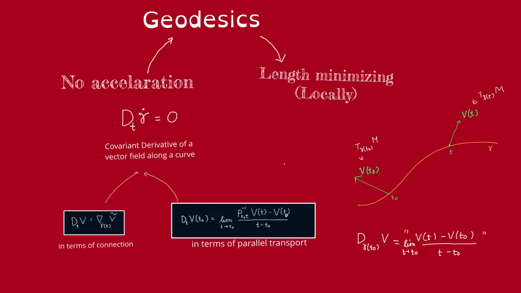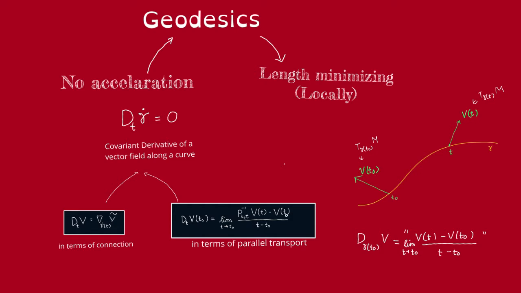So previously, we have defined the covariant derivative of a vector field along a curve in terms of connection. Now we're gonna give another characterization in terms of parallel transport, and these two are equivalent. To motivate this definition, let us explore what's difficult about defining the derivative of a vector field along a curve.